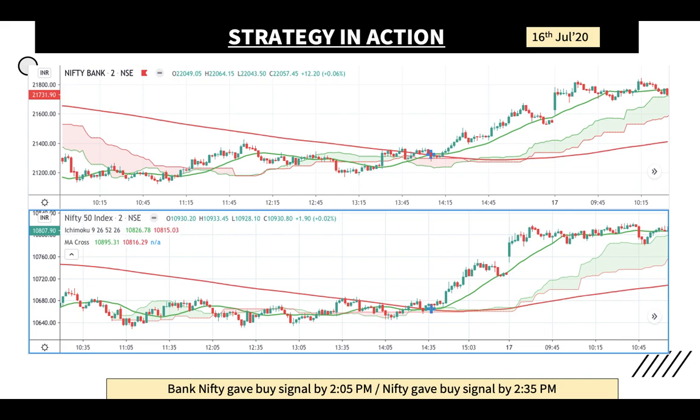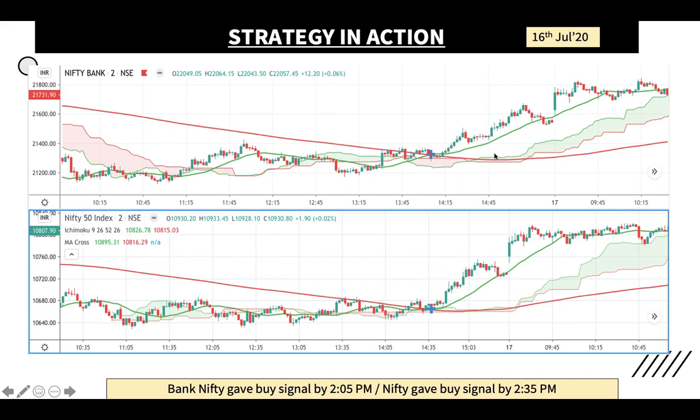Within 60 minutes, 60 to 90 minutes maximum. 90 minutes is too late; within 60 minutes itself you will get a signal on both. So we got both signals just 30 minutes delayed. Once we got the signal near the Ichimoku cloud, this is the time you get the signal, and you buy a call option.